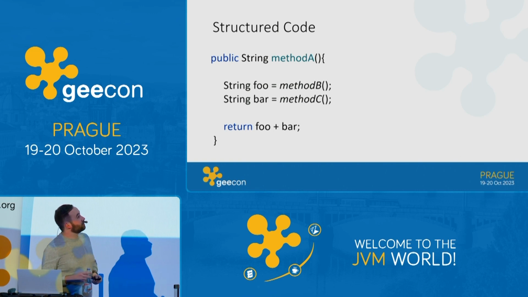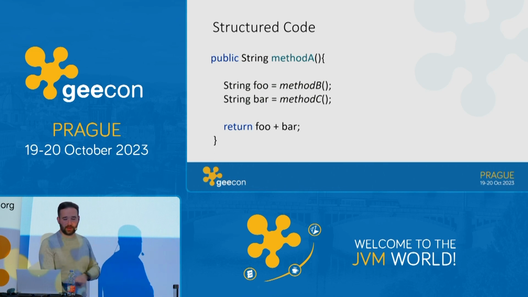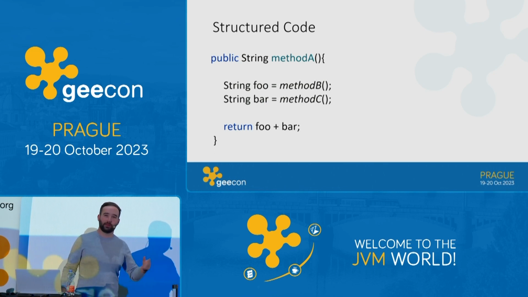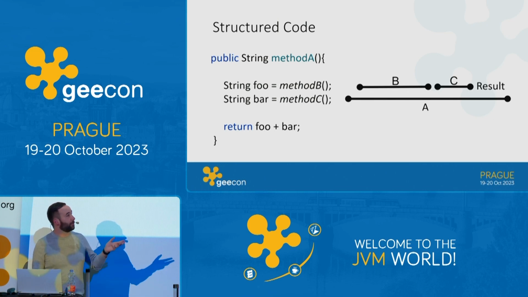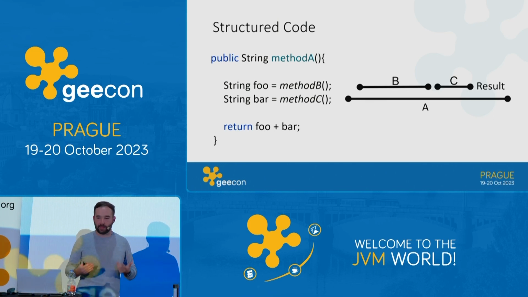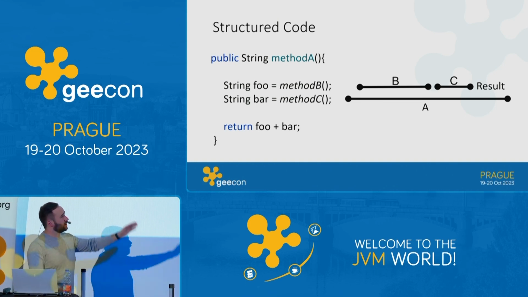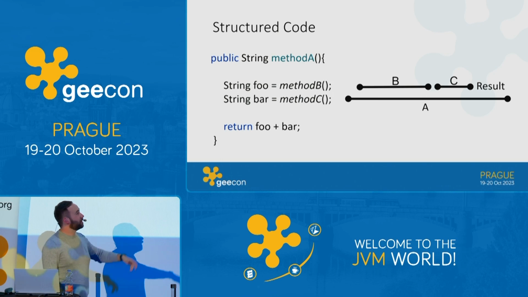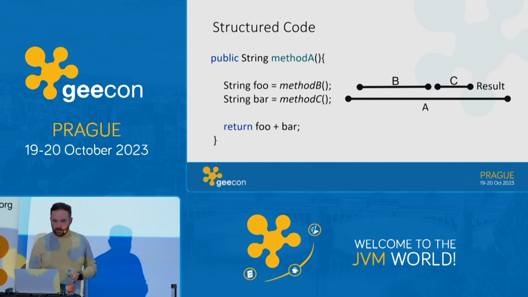So this is an example of structured code. It's just a very simple method called method A. It calls two methods, method B and method C, and it creates a result from these two methods. The great thing about structured code is that it really shows you the lifetime of what happens inside method A. Here on the right, the lifetime of method A is at the bottom, and inside method A I'm going to make a call to B and C, and after that I will have a result that I can return, which is all really nice.